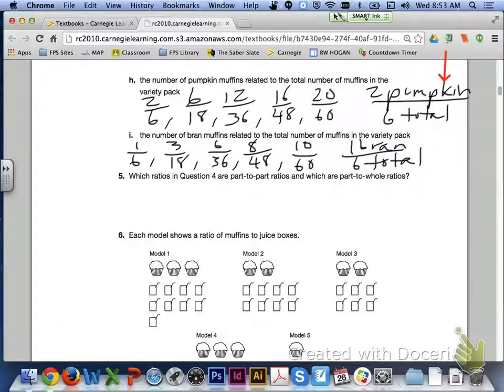And finally, for letter H and letter I, again just focusing on the ratios to the right, 2 pumpkin to 6 total. And for letter I, 1 bran to 6 total.